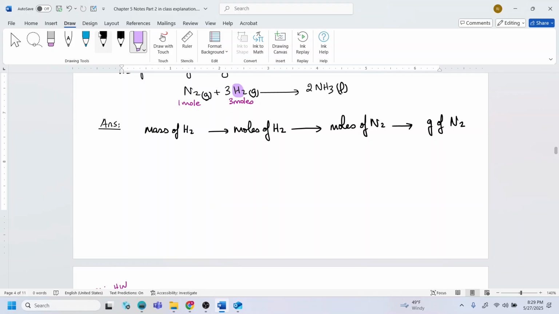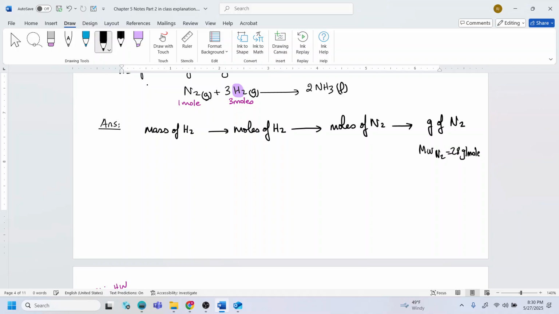So it's similar to the one above. I would need simply the molecular weight of nitrogen in this case. The molecular weight of nitrogen is 28 grams per mole.